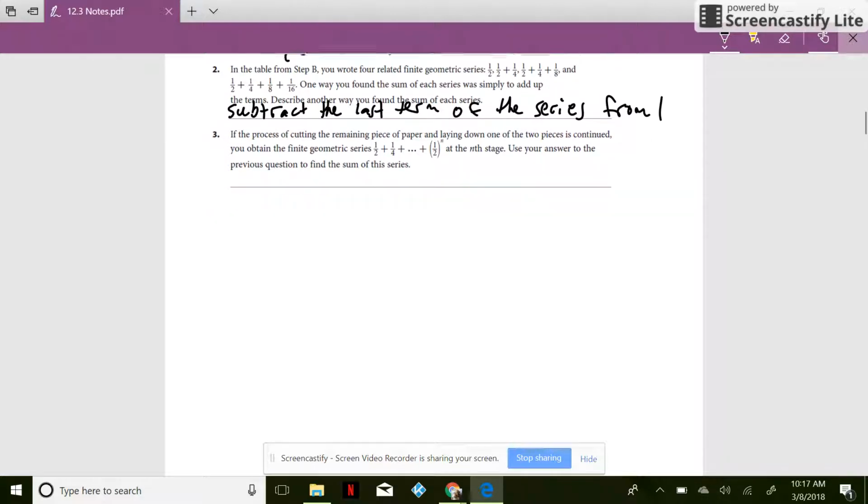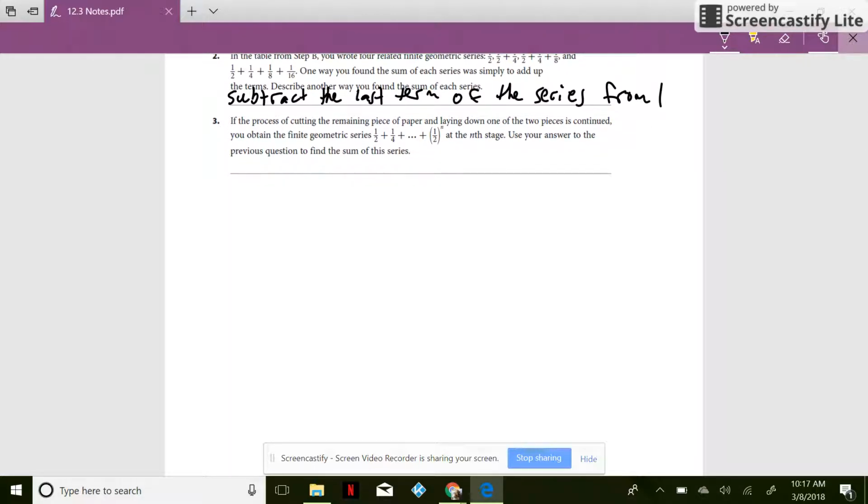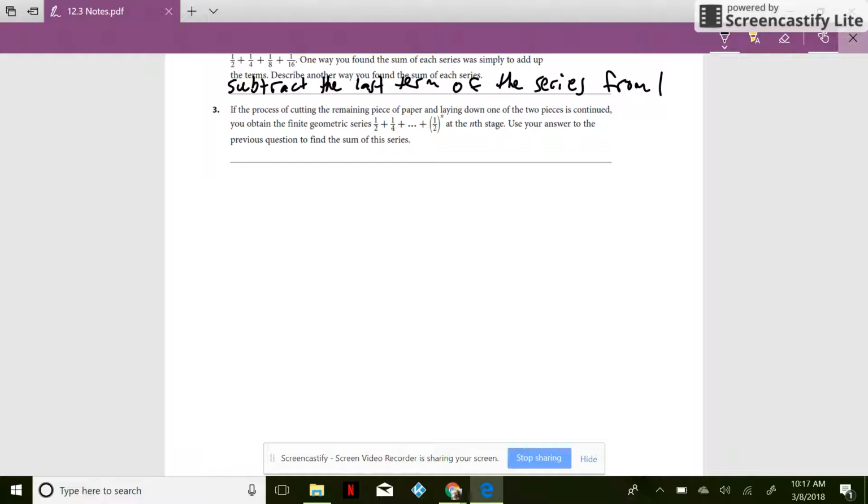So if the process of cutting the remaining piece of paper and laying down one of the two pieces is continued, you obtain the finite geometric series 1/2 plus 1/4 plus everything in between plus 1/2 to the nth, whatever that final stage we chose was. So if we use our answer to the previous question: if we subtract the last term of the series from 1, we'll do the same thing here. We'll take 1 minus the last term of the series, so that's 1/2 to the n power.